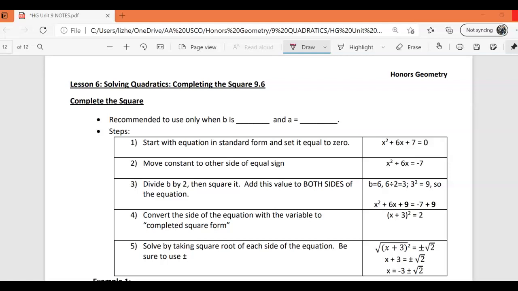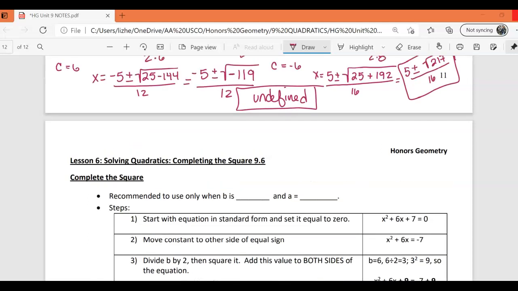Okay, geometry, we are going to do our last lesson on quadratics here, on completing the square. Let's see, we're on page 12 of the notes. So remember, what we've been talking about here is the different ways to solve quadratics.